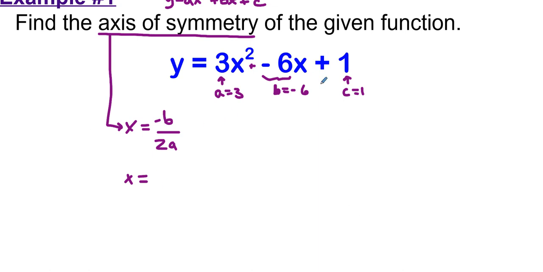So negative b: since b is negative 6, negative b is 6, so we have 6 over 2 times a, which is 3, so 2 times 3. Now we simplify, the negatives cancel out, so we get positive 6 over 2 times 3, which is 6. So the axis of symmetry is x equals 1.